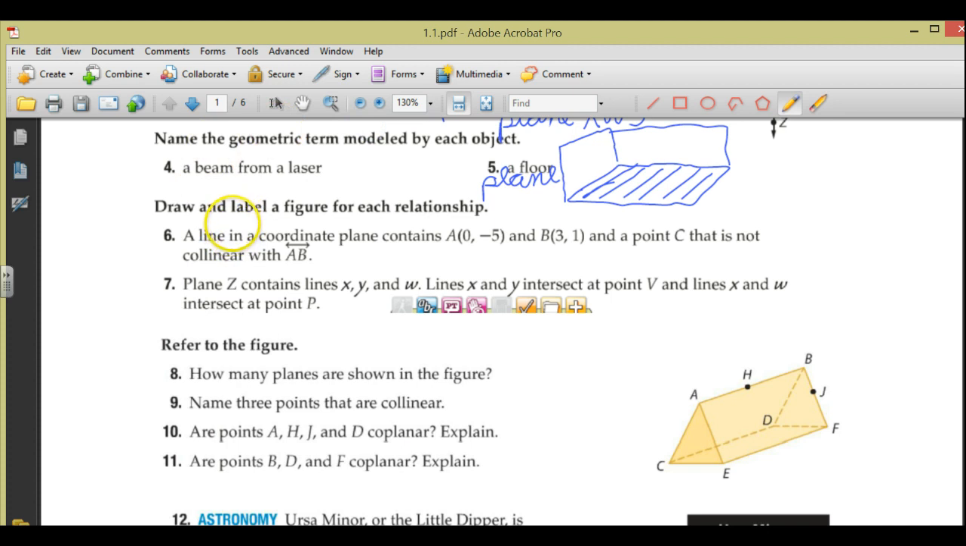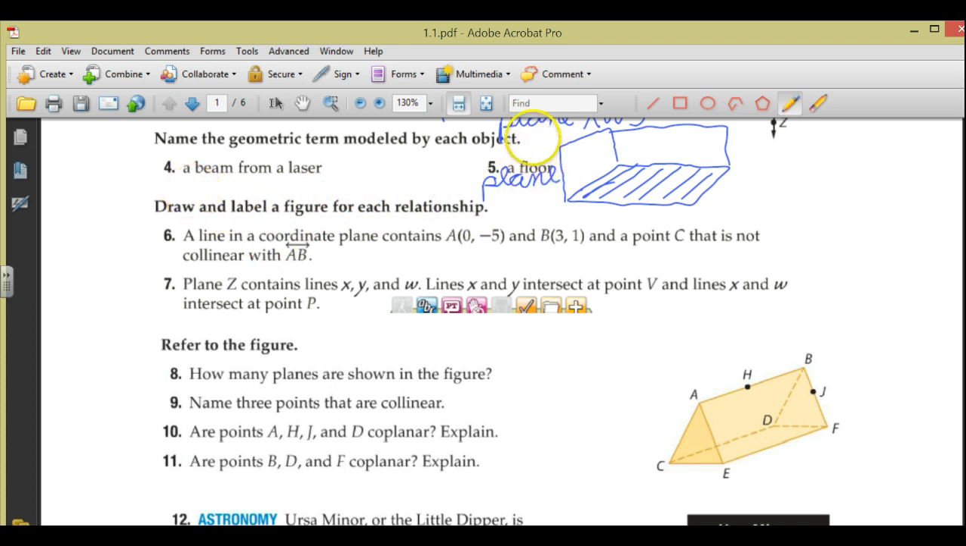Number 7, draw and label a figure for each relationship. Plane Z contains lines X, Y, and W. Lines X and Y intersect at point V. Lines X and W intersect at point P. So the information we want to pay attention to here is that X intersects both Y and W, and all 3 lines are contained in the plane.